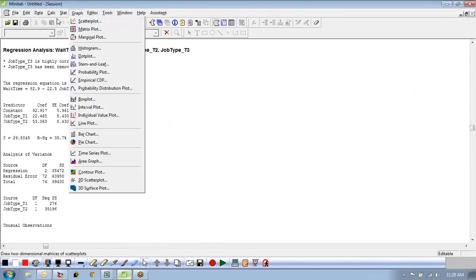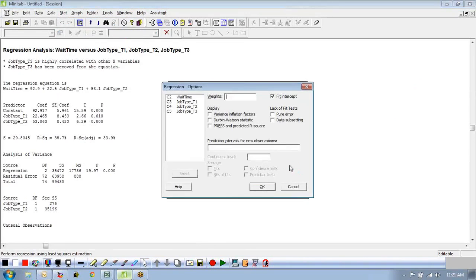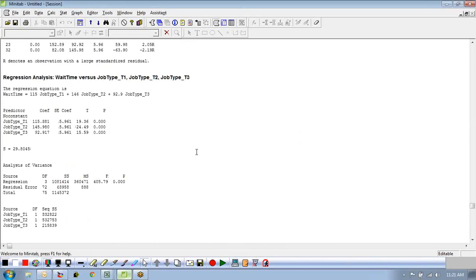If I go to Stat, Regression, Regression, and go into Options, I can remove the constant term that's called the intercept. If I remove the intercept, we'll get an equation that's a little bit easier to read, but then we'll lose the ability to look at our R squared. That's another one of the reasons why statisticians like to keep the constant in. If I take the constant out, there it came back. Job type 2, job type 3. There it came back in.